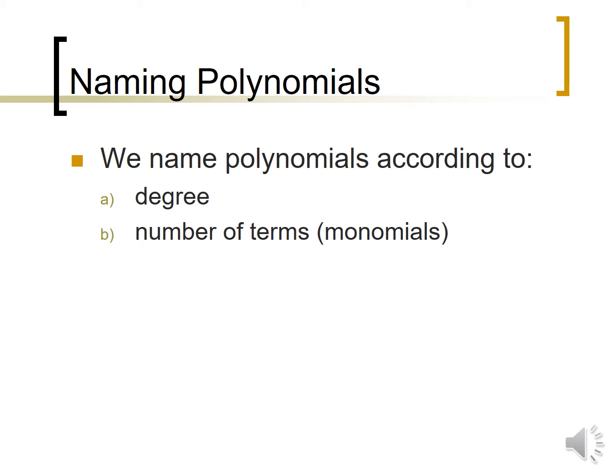So now we're going to move on to naming polynomials. And when we name polynomials, we give every polynomial 2 different names. One name according to the degree, and one name according to the number of terms that we have. So we're going to look at these 2 different ways to name them, and then when we go and actually start naming some polynomials, we'll give every polynomial 2 different names, a degree name and a number of terms name.